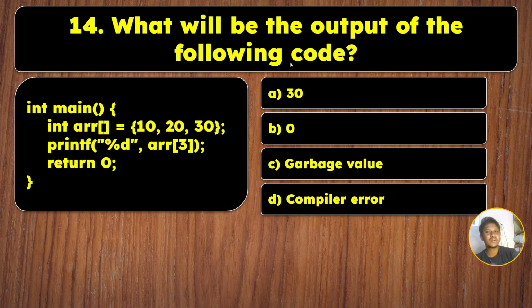What will be the output of the following code? So here we are starting our main method, and inside that we have an array, and it is the integer array. And after that, here you have to look very carefully. So here we are printing the array's third index and simply returning 0. So we have our four options: option A 30, option B 0, option C garbage value, and option D a compiler error. So here the correct answer will be a garbage value.